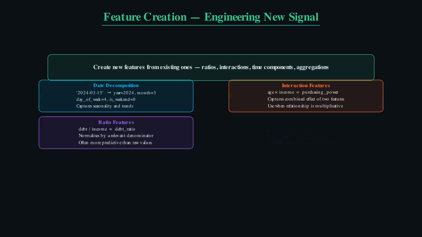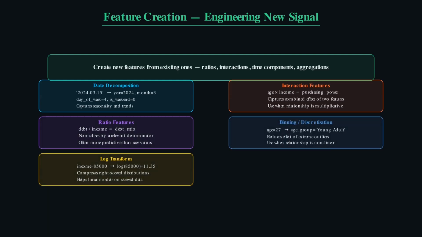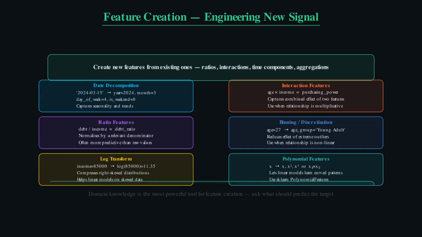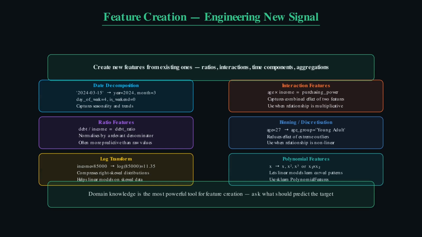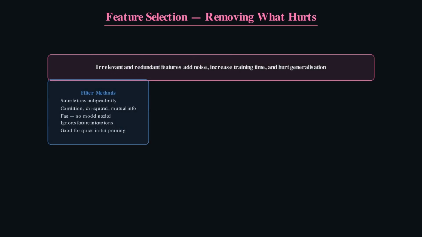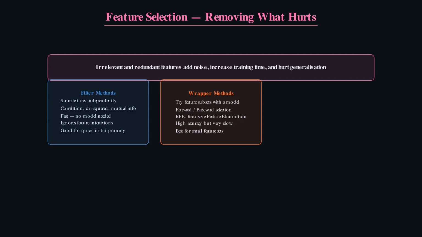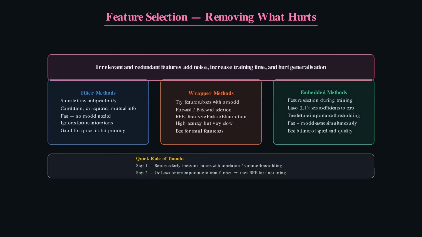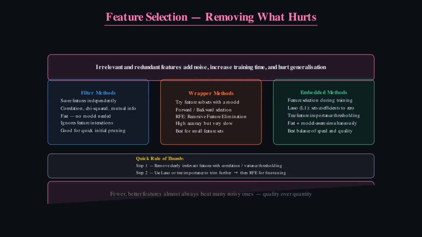Feature scaling is essential for any model that measures distances or uses gradient descent. Without it, a feature with values in the tens of thousands will completely dominate one with values between 0 and 1. Min-max normalization squashes everything into the 0 to 1 range. Z-score standardization shifts the distribution to mean 0 and standard deviation 1. More robust when outliers are present.